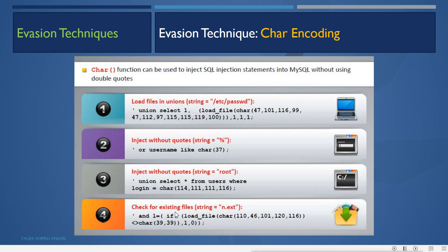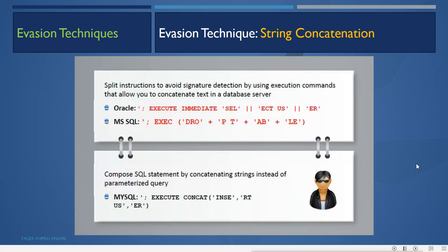And check for existing file, that is the string is n.x. Now here it is using the character function, where it is using this n.x. For dot it is using this sign. Then for evading, the string concatenation. Now concatenation means joining two things, two characters, two strings. So split the instruction to avoid signature detection by using the execution commands that allow you to concatenate text in a database server. In Oracle database server, we have this character, two pipes, to join the strings.